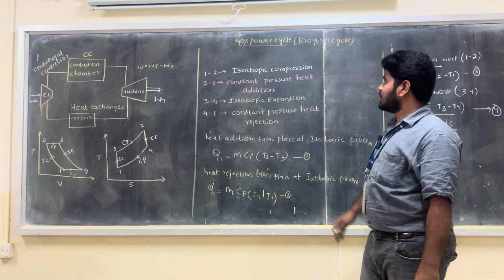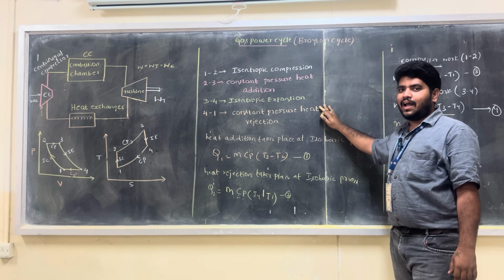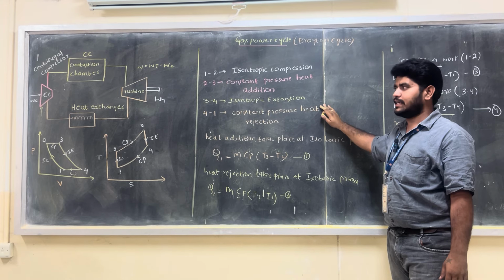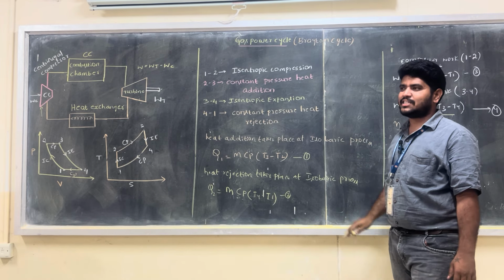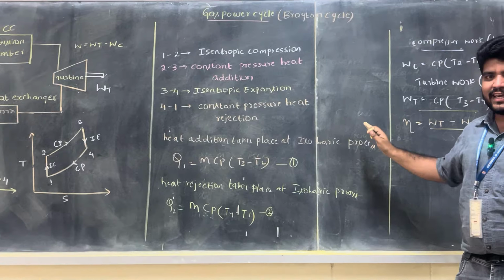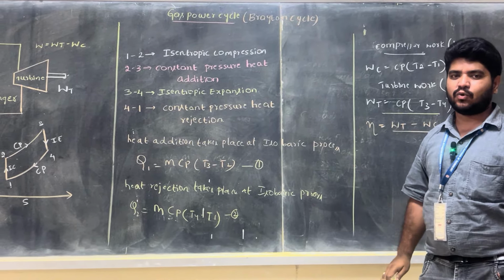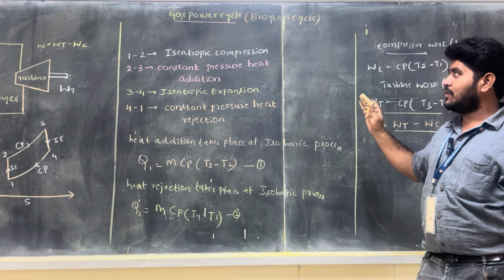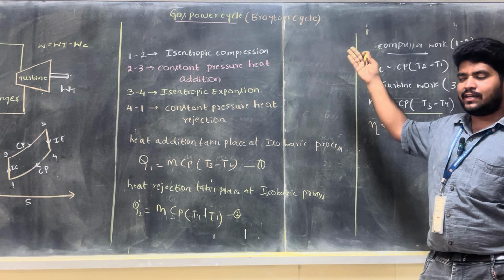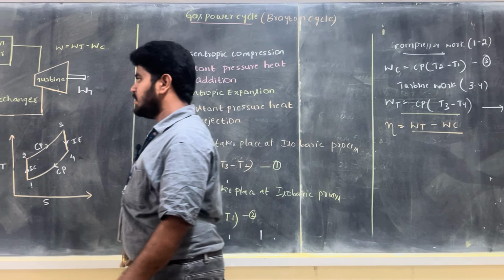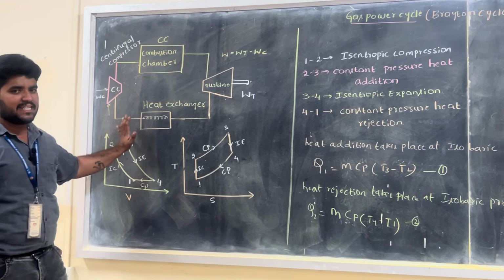Today in class we will discuss gas power cycles. In the last video we saw the Otto cycle, Diesel cycle and Carnot cycle. This is the new topic. A gas power cycle is one where we use a gas as the working medium to convert heat energy into mechanical work. The gas power cycle is also called the Brayton cycle, and it is also called the Joule cycle. Let us first understand the working principle of this gas power cycle.